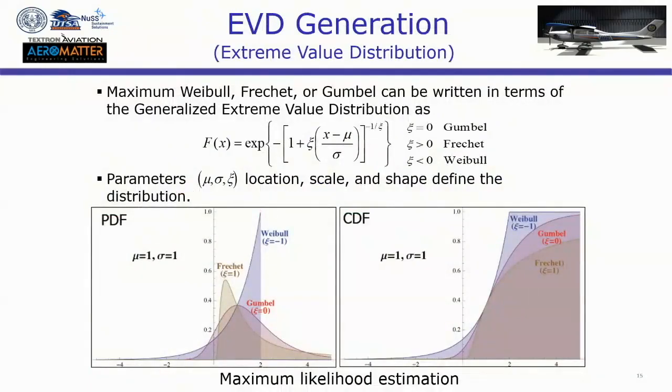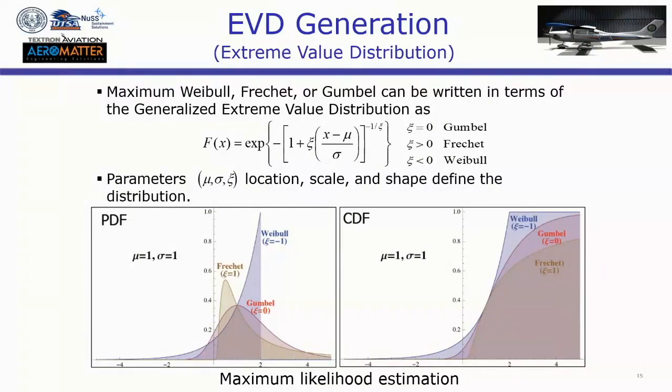So as I mentioned, from the loading, we take the extreme value distribution. Let me get into the theory first. This is the maximum Weibull, not the traditional minimum Weibull that you see, for example, for initial crack size analysis or fatigue analysis. Frechet or Gumbel can be written in terms of the generalized EVD, where this parameter zeta tells us: if it equals 0, this is a Gumbel; if it is greater than 0, this is a Frechet; or a Weibull, if it is negative.